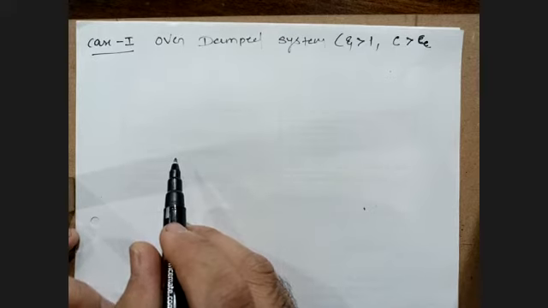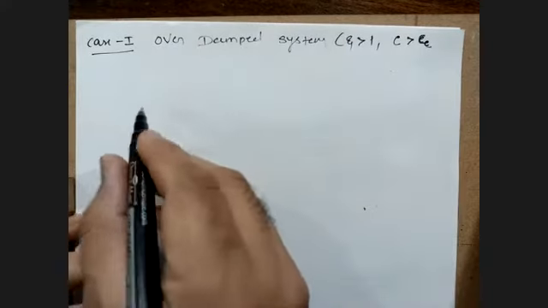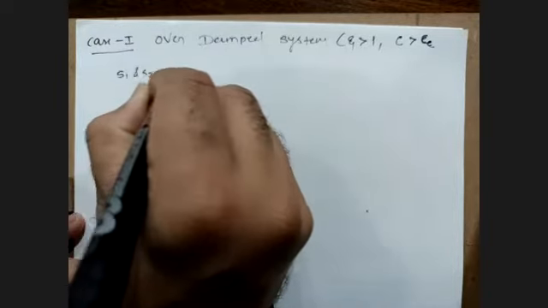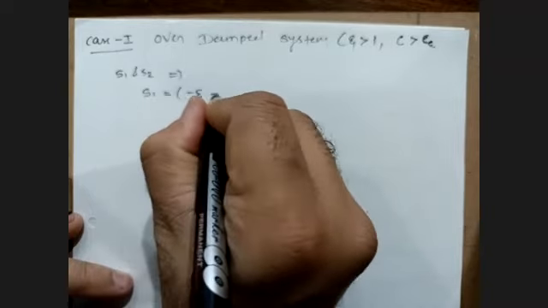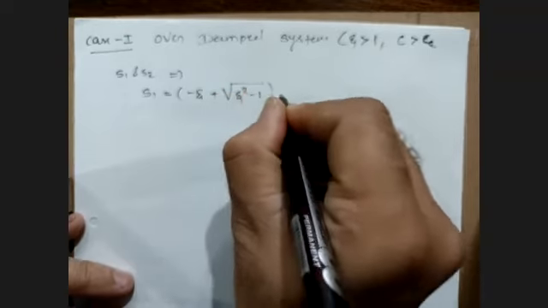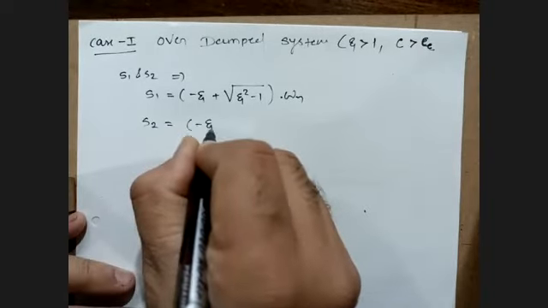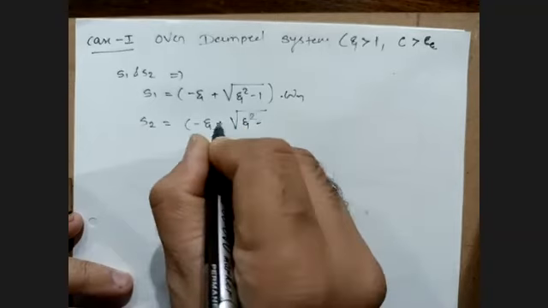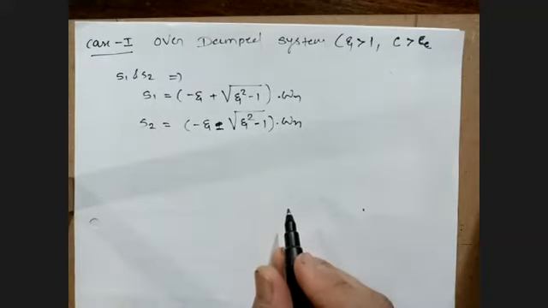And here we have two roots that we initially discussed. What should be the two roots? So here in the overdamped system, the roots have been given here, S1 and S2. S1 is equal to minus zeta plus under root of zeta square minus 1 into omega n, and S2 is equal to minus zeta minus under root of zeta square minus 1, into omega n, right?